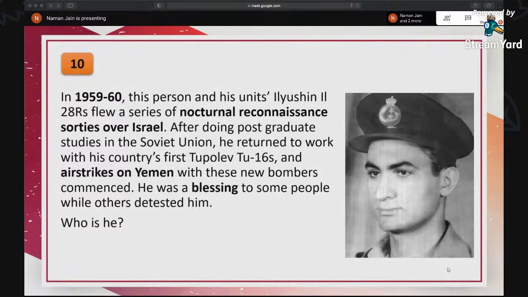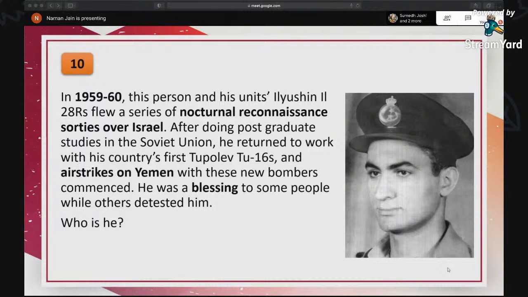So, in 1959-60, this person and his units, Ilyushin 28s, flew a series of nocturnal sorties over Israel. Okay. So, see whom they flew sorties over. The country here is Israel. And after doing PG studies in the Soviet Union, he returned to work with his country's first Tupolev Tu-16s, and airstrikes on Yemen with these new bombers commenced. Israel, Yemen will narrow down to the geographical region.